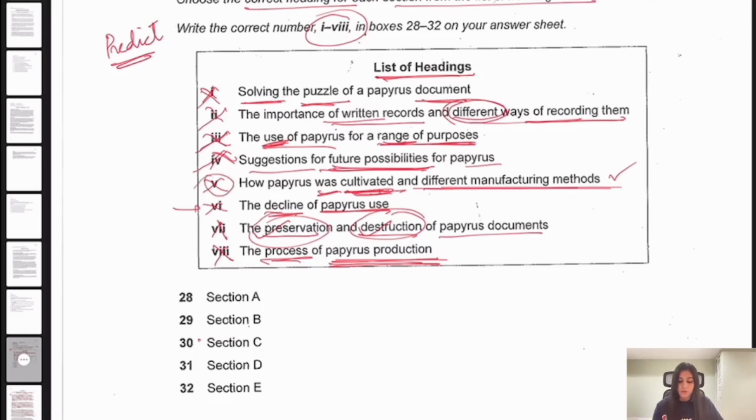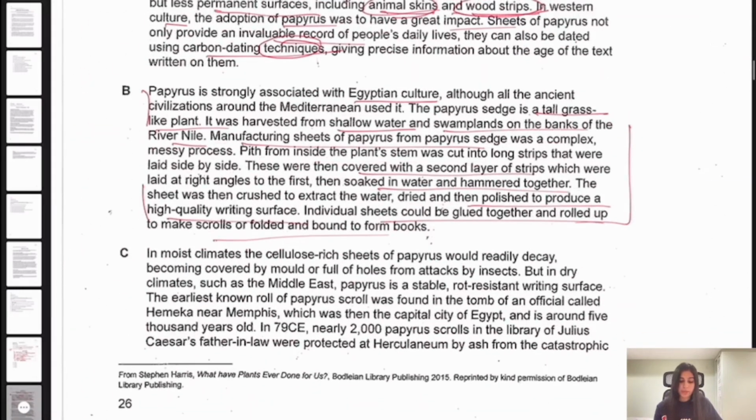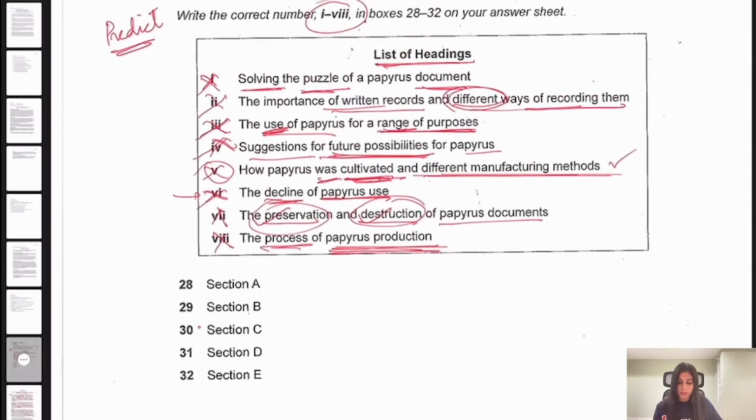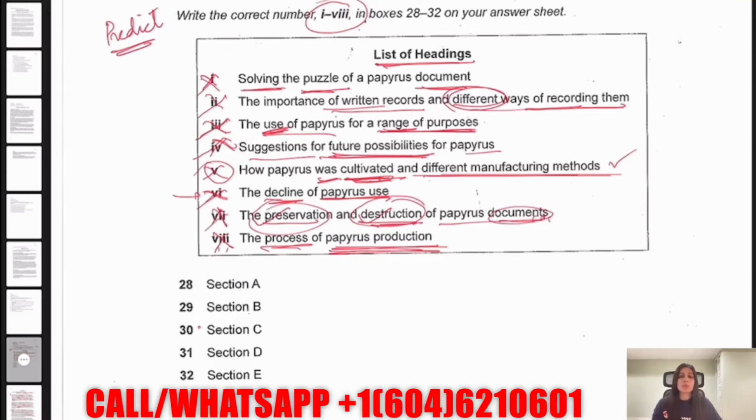The decline of this, no, there's no mention of decline. In fact, they're talking about how it is produced, and it is just talking about this process, right? Okay, and preservation and destruction of the documents. It's not talking about the plant, but the documents, no. The process of papyrus production. Which one do you think is the answer? The fifth one or the eighth one?